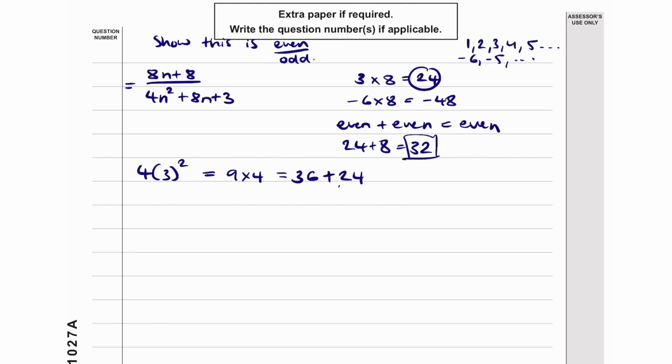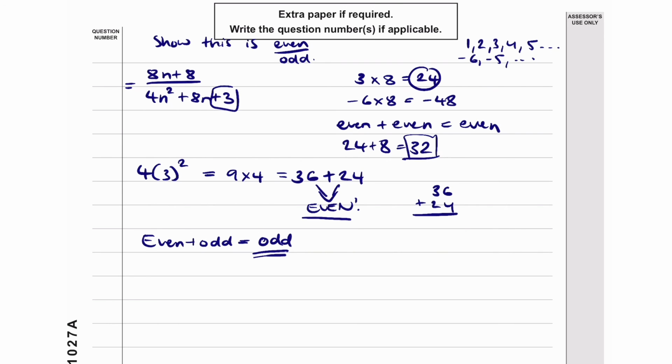We know that this part here is even, right? But now we've got a +3 here. Is +3 even? The answer is no. +3 is not even. So if we add even and odd together, an even plus an odd number always yields an odd number. So what's 36 plus 24, for example? That should give me 60. But 60 plus 3 is 63, which is odd. Hence the denominator always gives an odd number.